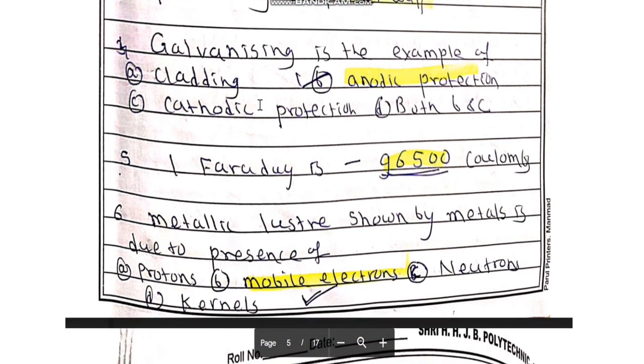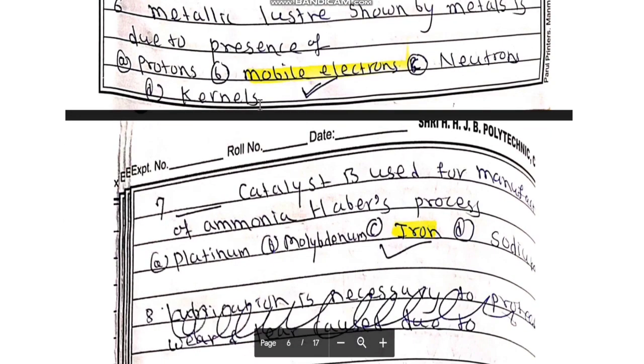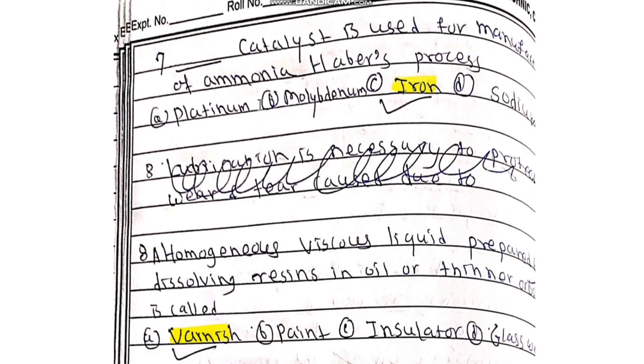1 Faraday is equal to 96,500 coulombs. These questions are from chapter 2. Metallic luster shown by metals is due to presence of mobile electrons. Then iron is used as catalyst for manufacturing of ammonia in Haber's process.